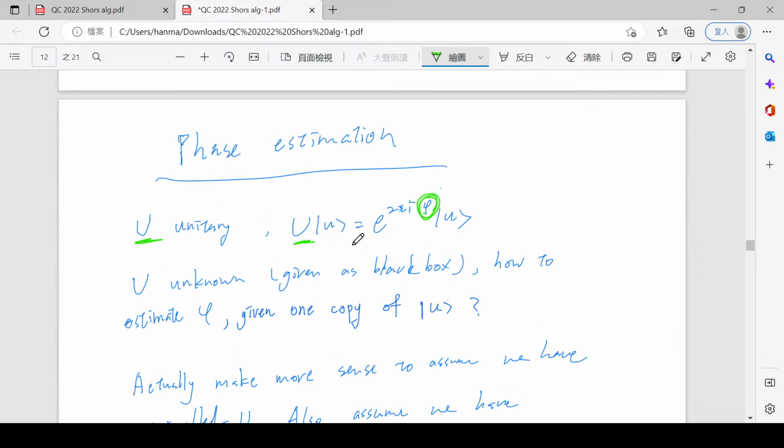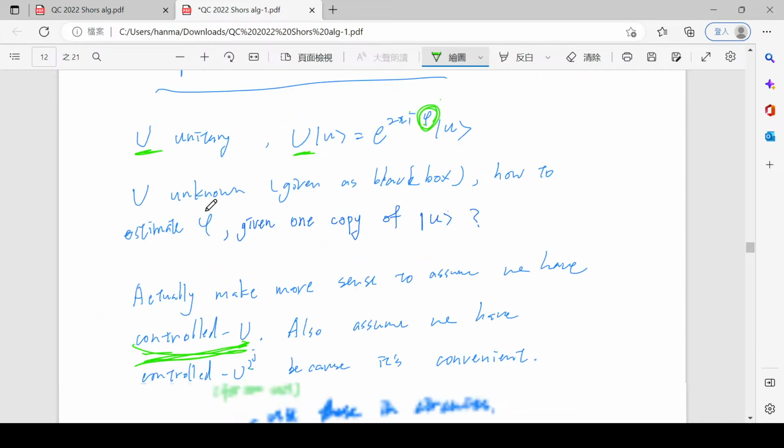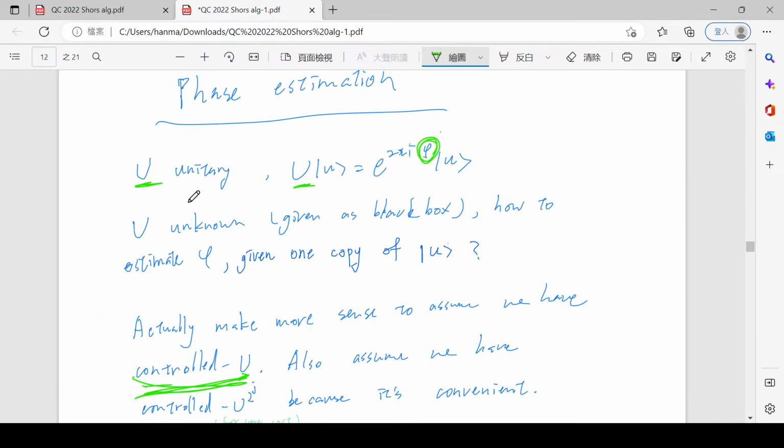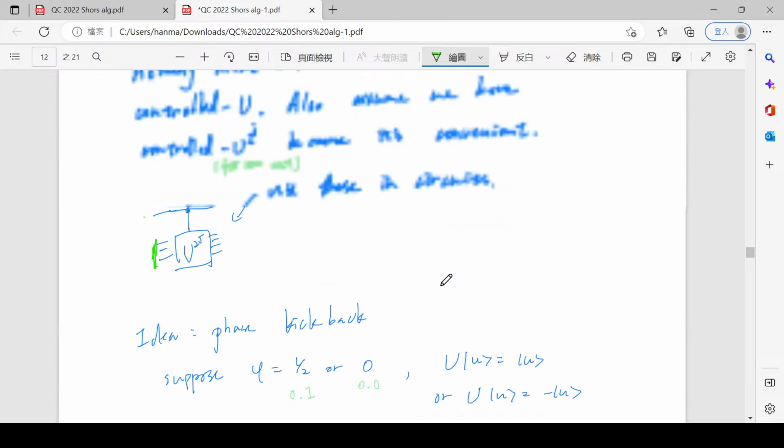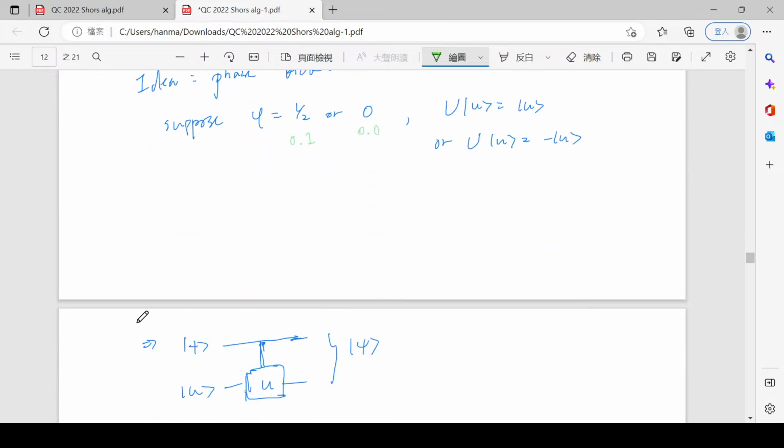And anyway, so this is a phase estimation task. You are given those control U black box and one copy of some eigenvector u, and you want to calculate the phase e to the 2 pi i phi, or just know this phi. Yeah. So how do we do this?